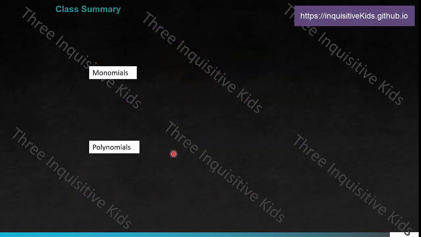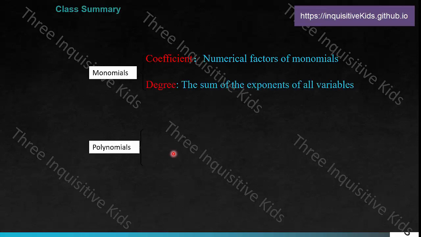And now we have a class summary. We learned all about monomials and polynomials. So first, in the concept of monomials, we learned about coefficient, numerical factors of monomials. Maybe you want to organize all the definitions you had from earlier into this kind of diagram. Degree, the sum of the exponents of all variables. So that's for monomials. And now let's take a look at polynomials.